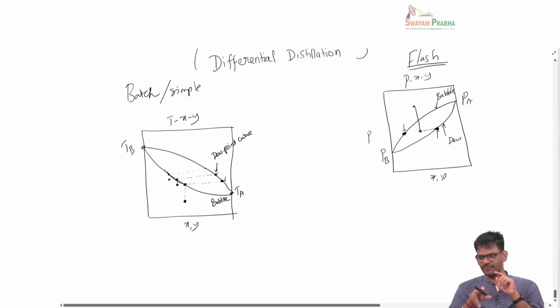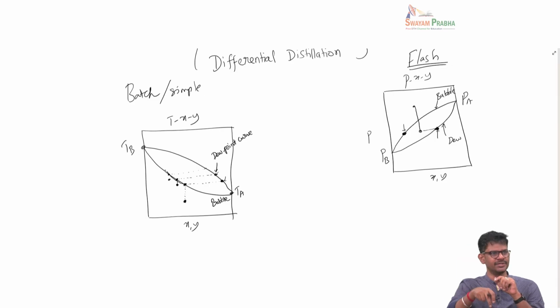This is very different from flash. In flash we go right into the two phase region and wait for the two phases to separate in one single stage. But in the simple or differential distillation, whenever the vapor forms, it is at equilibrium because this corresponds to the bubble point. But the moment the vapor forms, we are going to separate it, condense it and take it away. Then work with the remaining liquid.